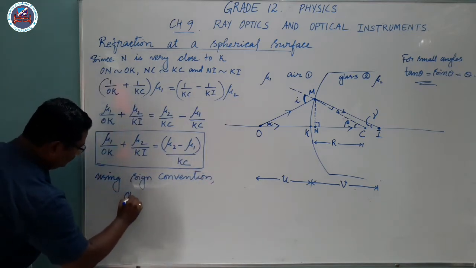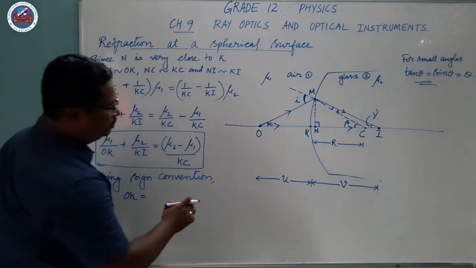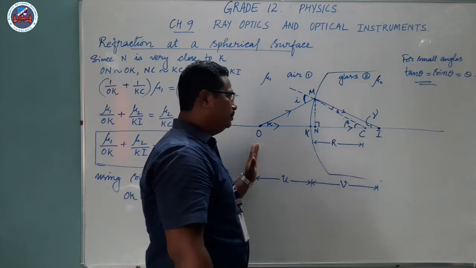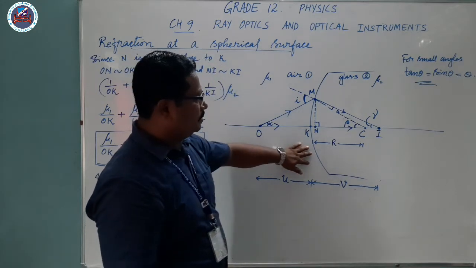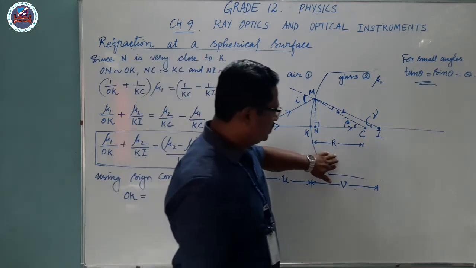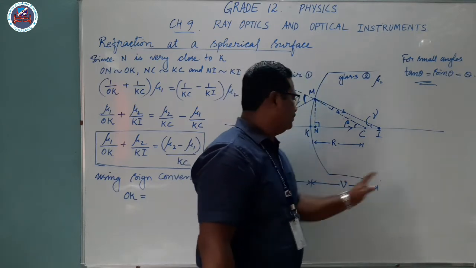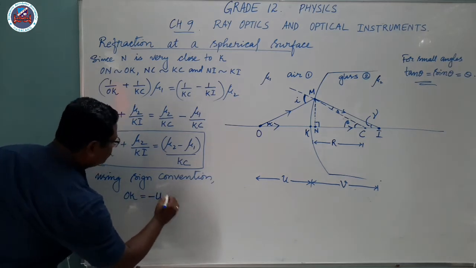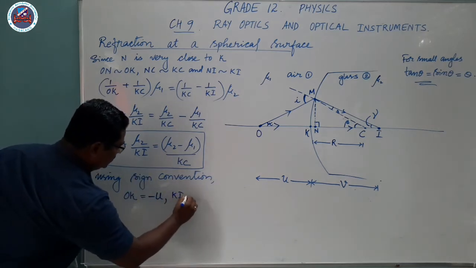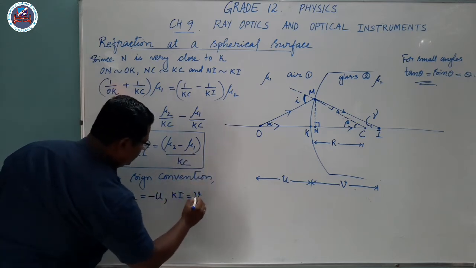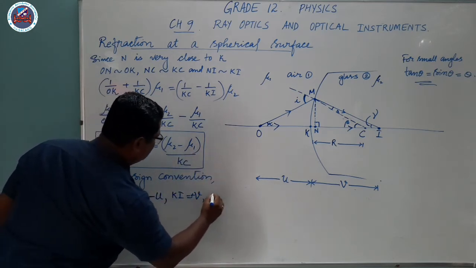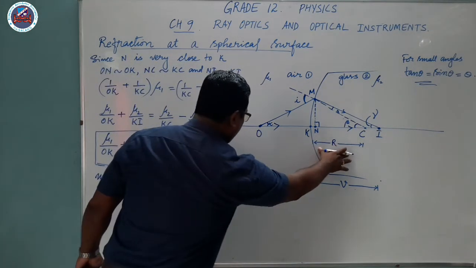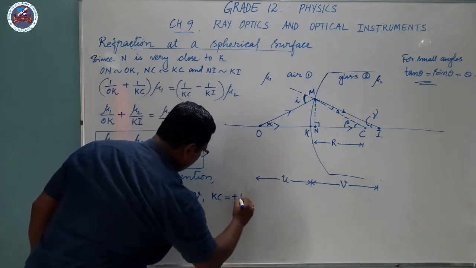Now the convention. Here OK is the object distance, and it is on the left side. All of you will be knowing, all the distances towards our left, we take as minus. All the distances towards our right, we take as plus. So the object distance on the left side you take as negative, minus u. Ki is the image distance towards our right, so take it as plus v. And Kc is the radius of curvature, that is r, that is also on the right hand side, so write it as plus r.